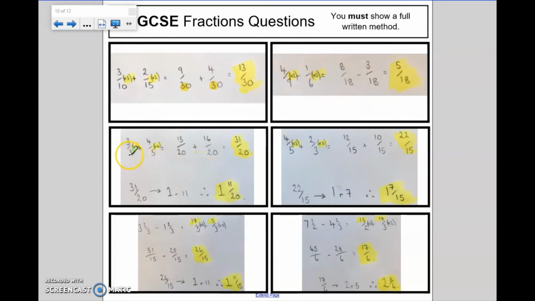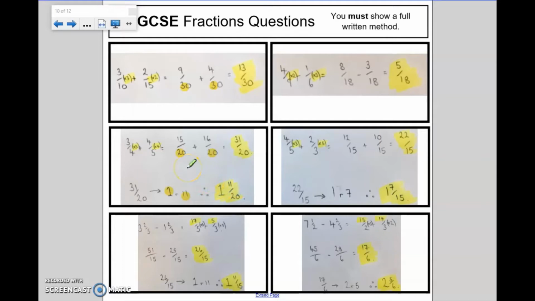For question 3, however, once we change to our common denominator of 20, you get 31 over 20, which is a top-heavy fraction. Because it's a top-heavy fraction, we always want to give our answer as a mixed number. How many 20s are in 31? 1, remainder 11, as I've noted here, which gives me this mixed number, 1 and 11 over 20.